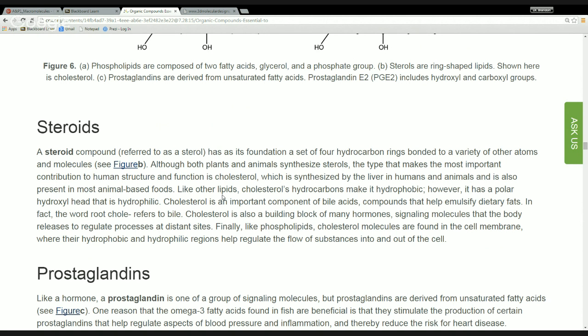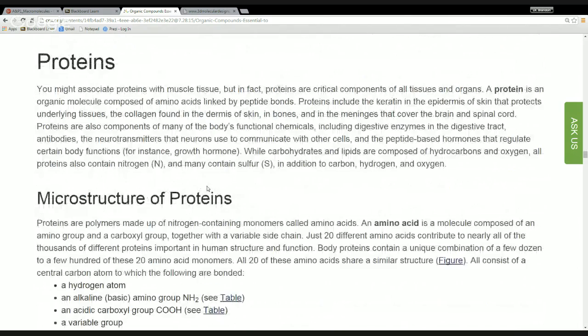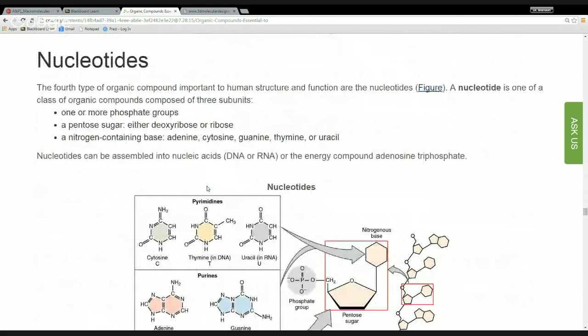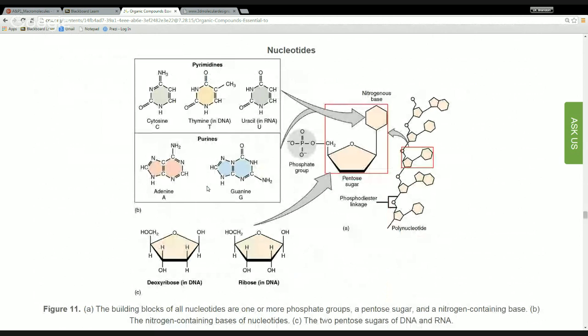There's a little blurb here talking about steroids, which are just hormones that are made from cholesterol, and then they say something about prostaglandins. We're going to do a little bit more with proteins in a second. I'm going to skip over this bit to just wrap up what the book is covering. The next section starts off talking about nucleotides, and this is a nucleotide. It's not really a macromolecule in the sense of carbohydrates, lipids, and proteins being macromolecules. Rather, it's the single unit of the fourth macromolecule, which is called a nucleic acid.